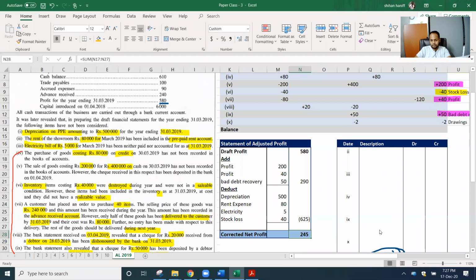Drawings we don't take. Drawings will not affect the profits. What will affect the profit? Only income or expenses will affect the profit, not the drawings. Double entry for drawings: cash account decrease, cash credit. Drawings account debit. We have to show the drawings after the profit separately in the statement of financial position.